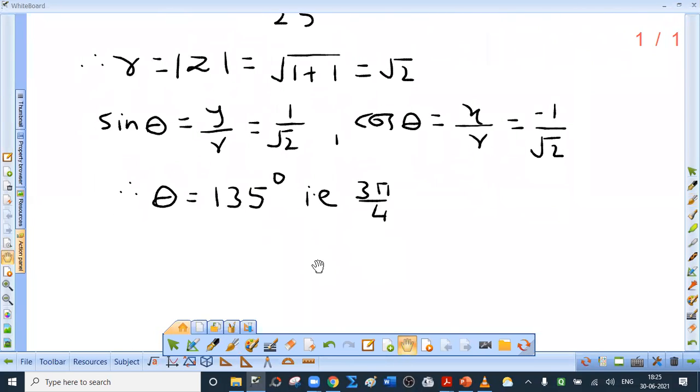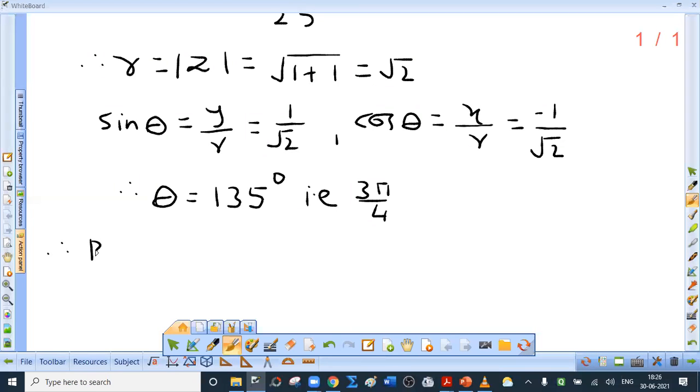See, why 135 degrees, you will understand once we learn trigonometry, but at least you can appreciate this. The point representing the complex number lies in the second quadrant. So the angle is greater than 90 degrees but less than 180 degrees. Okay, that is why 135.